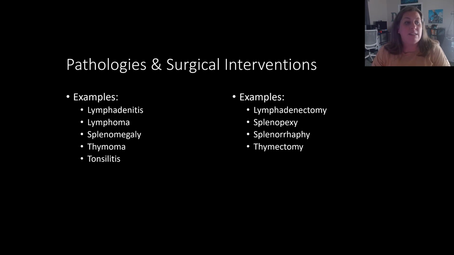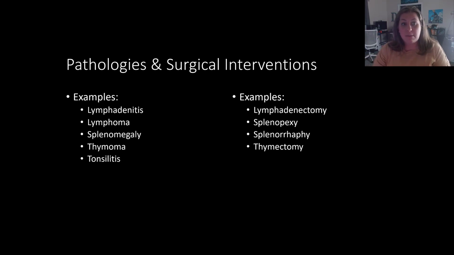We also have splenomegaly. This is where the spleen becomes enlarged. Okay, it starts to swell. This can happen with certain kinds of infections. Thymoma is a tumor or a growth in the thymus gland. Tonsillitis is inflammation of your tonsils. Now, again, these are not all of them, but this is just to give you an idea.